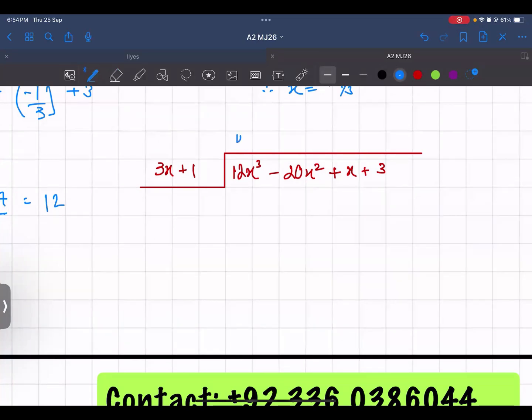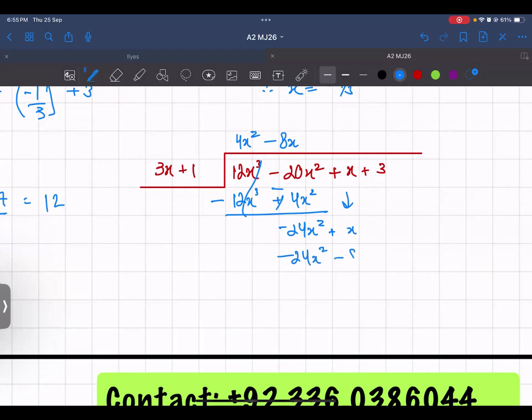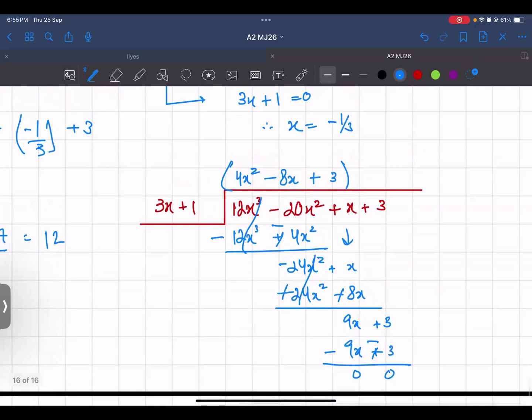So this would be multiplied with 4x squared. So I will quickly do this. 4x cubed plus 4x squared. Change the signs, add them, minus 24x squared plus x, and then minus 8x, so minus 24x squared minus 8x. Change the sign, add them, 9x plus 3, so 9x plus 3. Change the signs, add, you will get 0. So look, your remainder is 0, and this is the quadratic quotient.